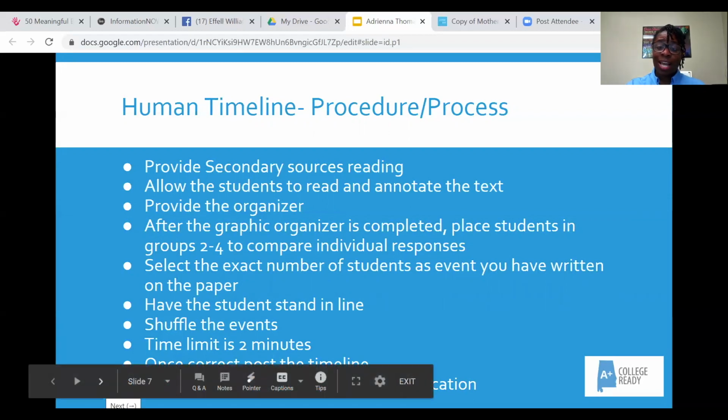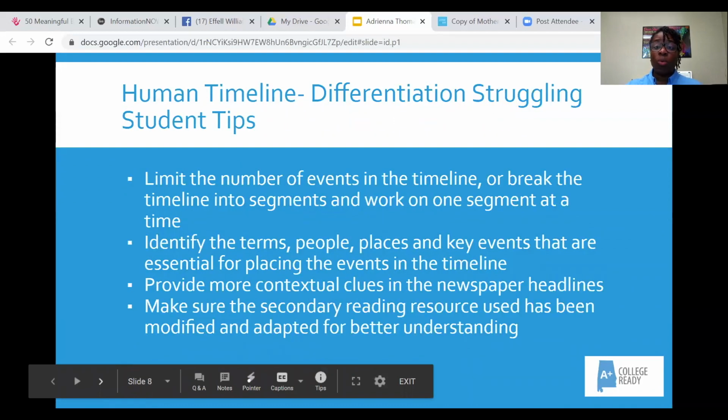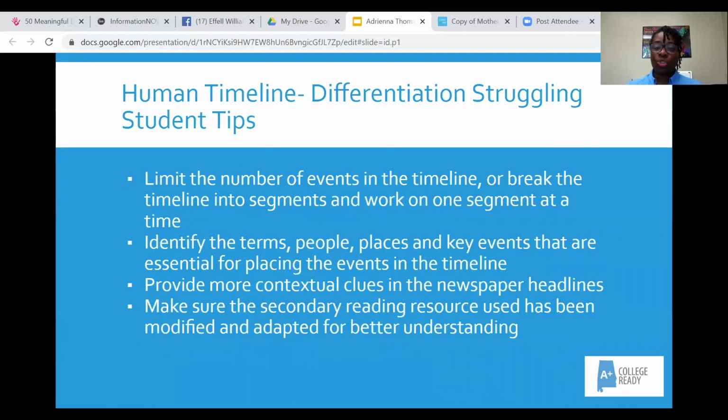So at this time, you may have some struggling students. We have provided in our manual strategies or tips that you can use for your students that may be struggling, because we understand everybody in every class is not on the same level. So what can you do? You can limit the number of events in the timeline, or you can break the timeline up into segments. We're just going to work on this part of the events or this segment of the timeline. You can also identify the terms, the people, the places, and then place those in order in the timeline.